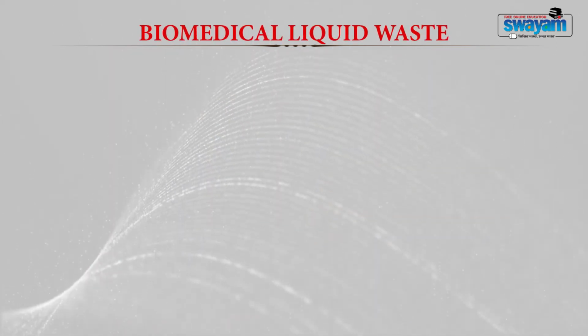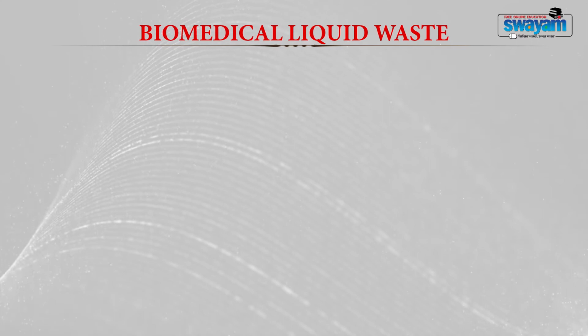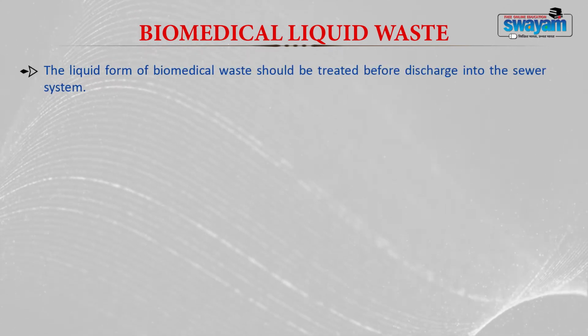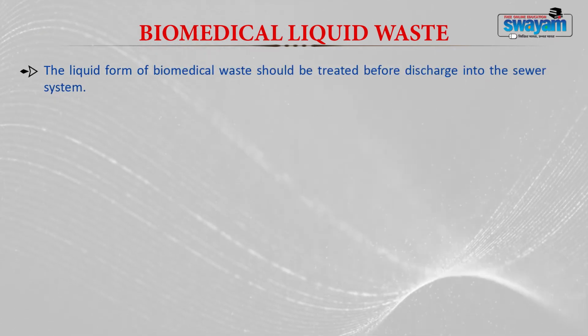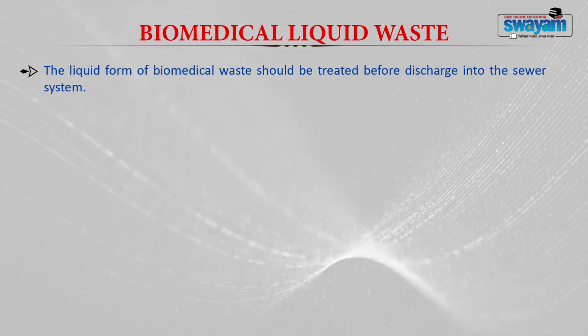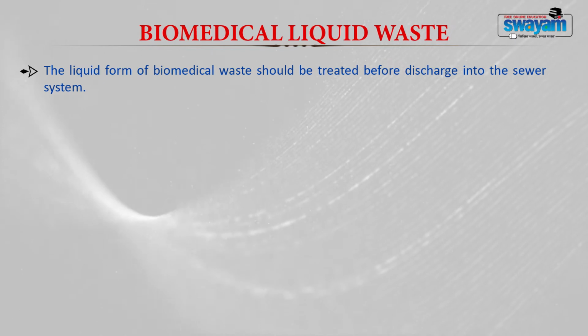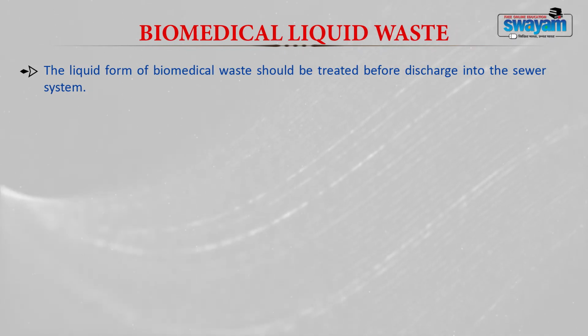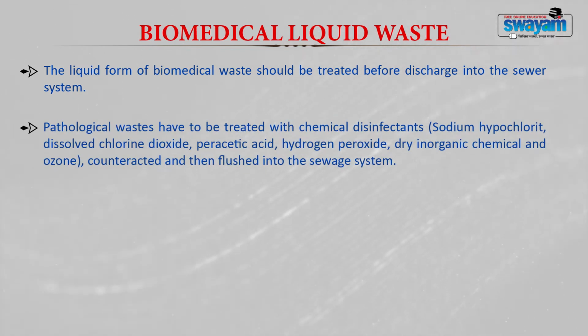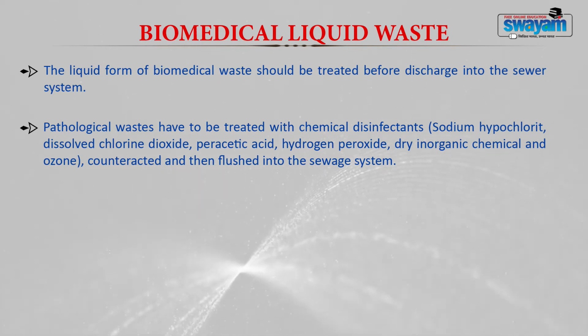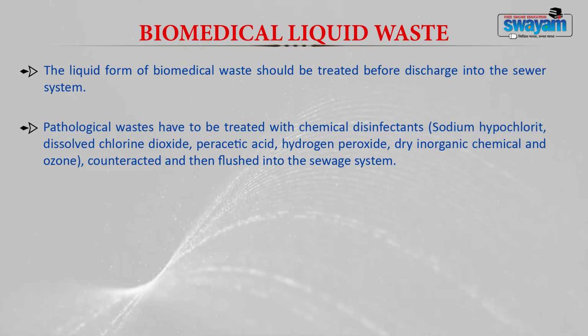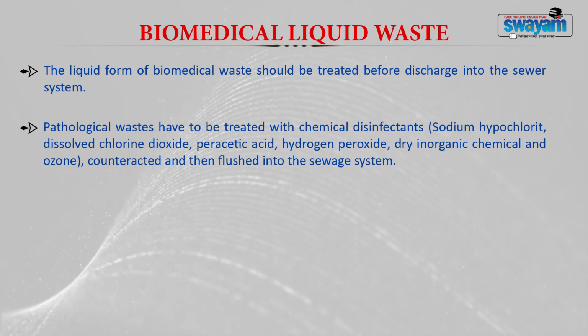Now, biomedical liquid waste. As I told you earlier, it is not only the solid component that forms a part of biomedical waste, you also have a liquid component. They also should be disinfected before being discharged into a sewer system. Now, the pathological waste has to be treated with chemical disinfectants like sodium hypochlorite. Then you can use dissolved chlorine dioxide, peracetic acid, hydrogen peroxide, dry inorganic chemicals and ozone.